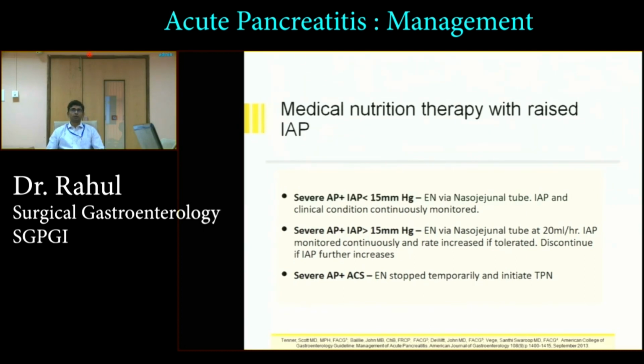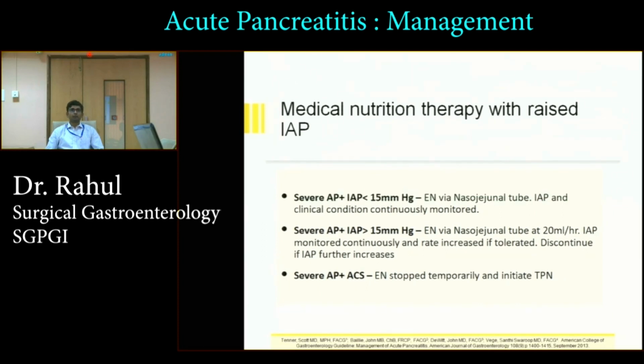We should consider various methods to decrease the intra-abdominal pressure, like drainage of collections, adequate antibiotics, and goal-directed therapy, and we may use diuretics to decrease the intra-abdominal pressure because there is collection of fluid in the interstitium of the intestine and in the peritoneal cavity. So diuretics may help at times to decrease the intra-abdominal pressure.